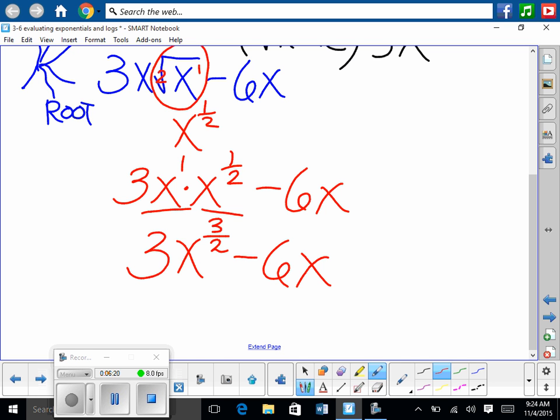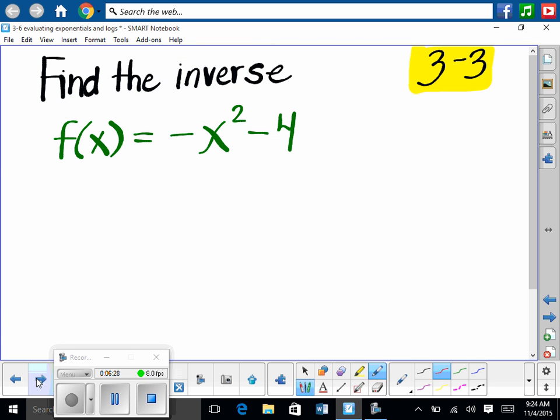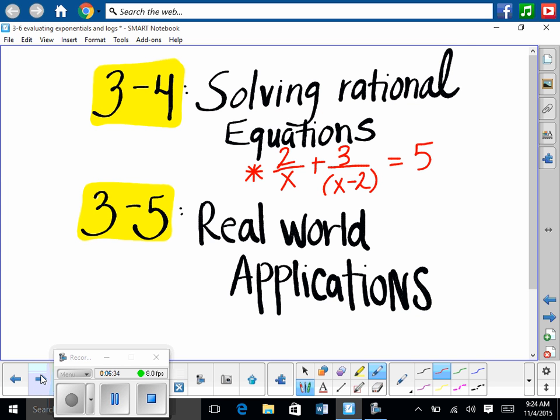I'm going to push you on this test to continue and simplify it all the way down. Do you all understand how to do that? You're sure? Okay, awesome. Now, we found the inverse in 3-3. We don't have time to go through this, but we're pretty good with inverses. In 3-4, we learned solving rational equations. In 3-5, we did real-world applications involving rationals.